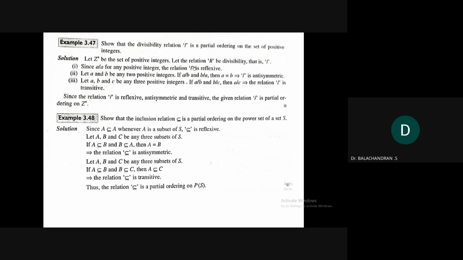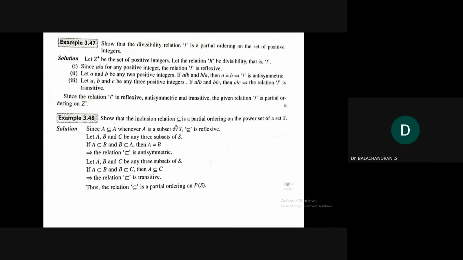Next, you should assume a divides b and b divides a. That is a related to b and b related to a. Then a equals b, because a divides b and b divides a implies a equals b. So this implies divides is antisymmetric. Next, you should assume a related to b and b related to c. So a divides b and b divides c. Automatically, a divides c. Then the relation divides is transitive. So we proved reflexive, antisymmetric, and transitive, and hence the relation divides is a partial ordering on Z plus.